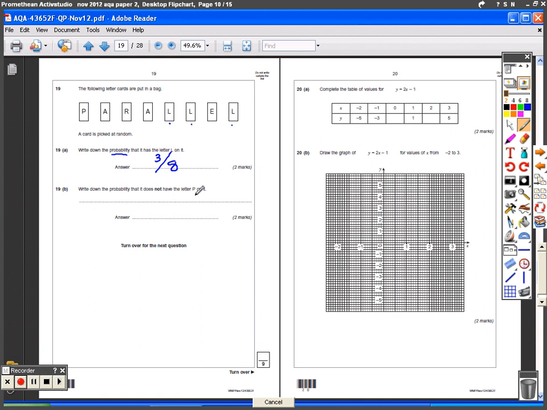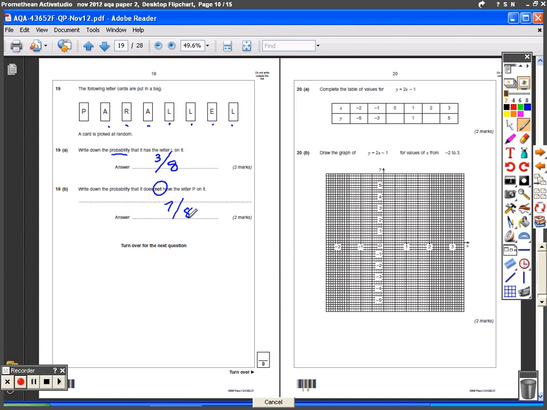Write down the probability that it does not have the letter P on it. So there's only one card that is a letter P. So not a letter P will be 1, 2, 3, 4, 5, 6, 7. And probability, remember, has to be given as a fraction. So 7 out of 8.